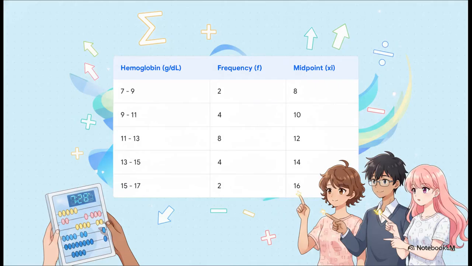Okay, so here's our first little puzzle. Since we don't have the exact numbers for each of the 20 students, we need a single number to represent each group. And the fairest way to do that? Just take the midpoint. So for that first group, 7 to 9, the middle's 8. For 9 to 11, it's 10. You get the idea. Let's go ahead and add that as a new column in our table.